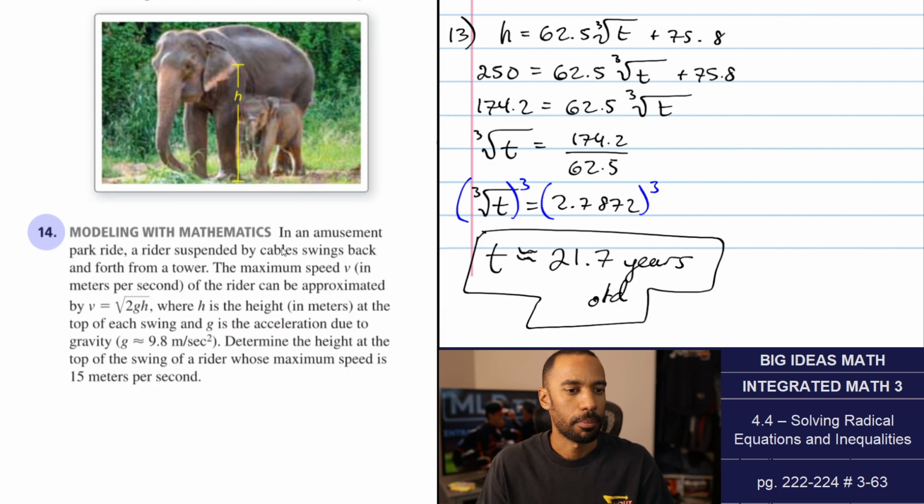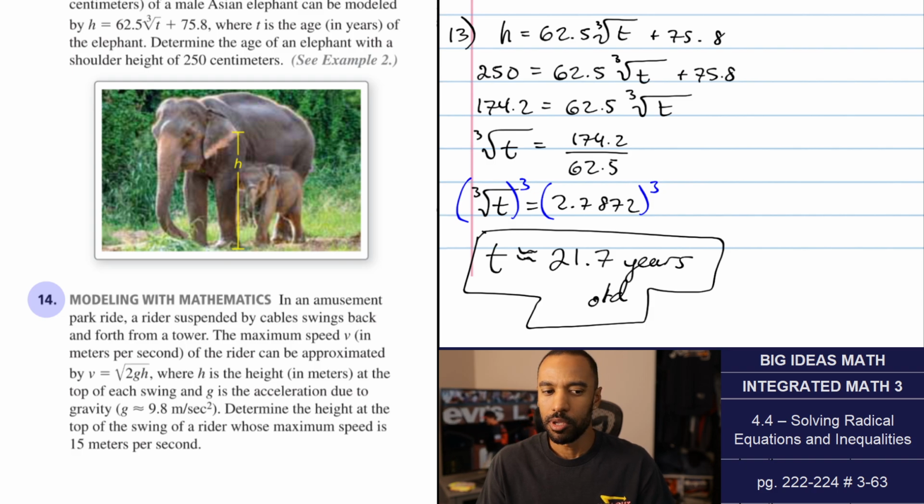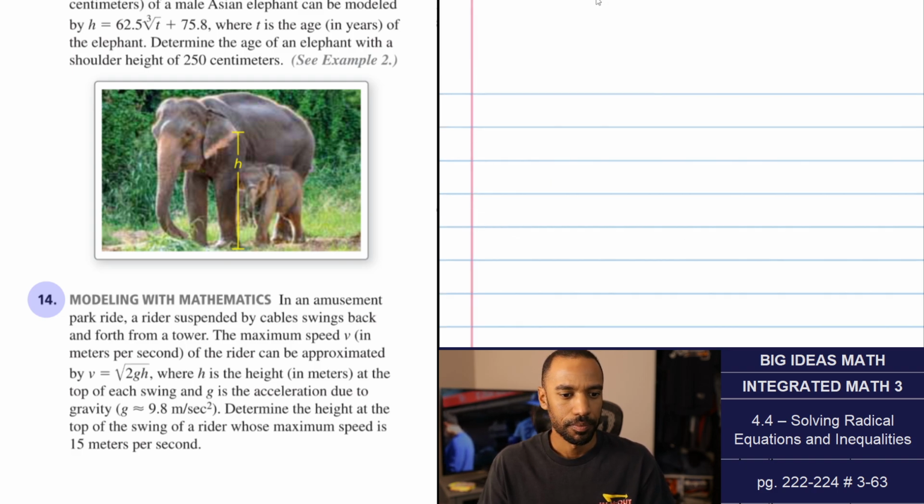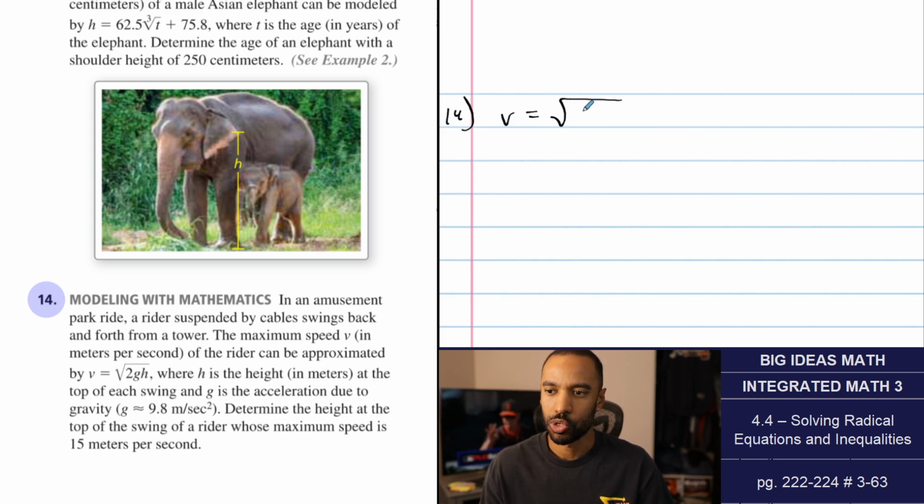Okay. All right, number 14. In an amusement park ride, a rider suspended by cables swings back and forth from a tower. The maximum speed v in meters per second of the rider can be approximated by v equals square root of 2gh, where h is the height in meters at the top of the swing and g is the acceleration due to gravity, 9.8 meters per squared second.